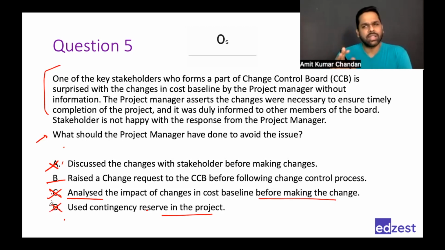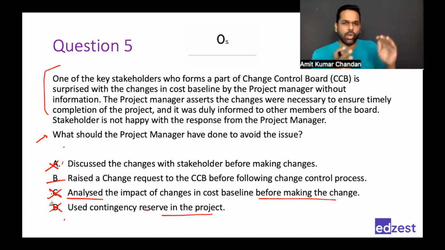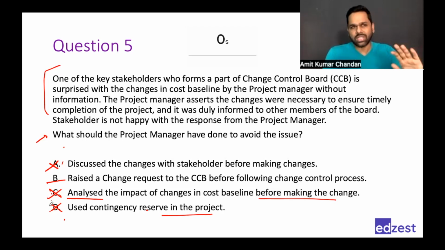Contingency reserves are for specific purposes, which is those risks which are low in priority, for which we don't want to prepare a response. We just say that preparing a response will take a lot of time for these low priority, low impact, low probability risks. Hence, let us keep some contingency reserve. So we'll add those risks into the risk register, but we'll not plan a response for it. And for that, we keep a contingency reserve. Here, none of those are being discussed. So we don't know whether contingency reserve would have solved the problem or not. That's why we have eliminated it. B is the best choice of all.